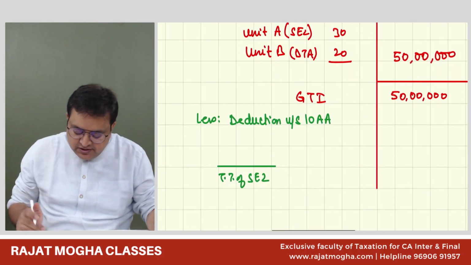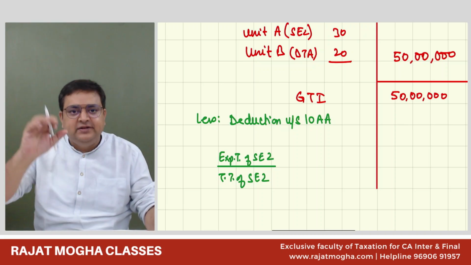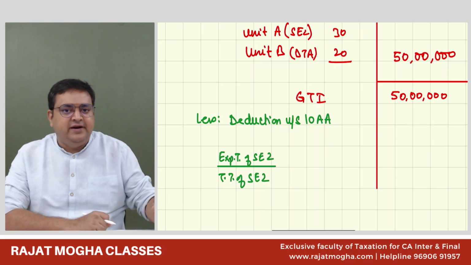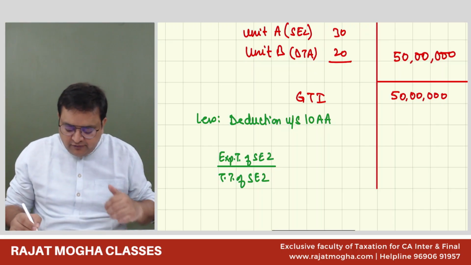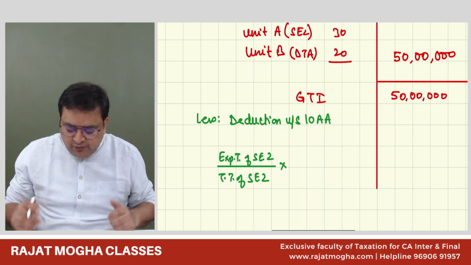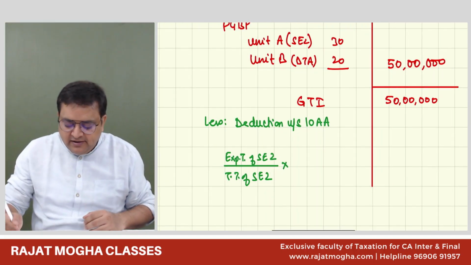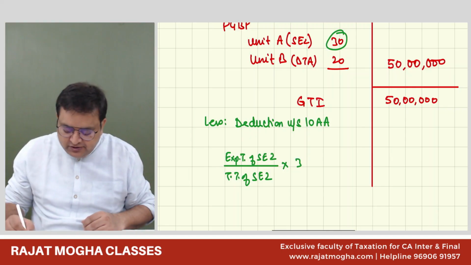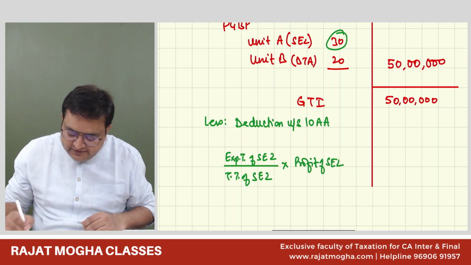out of which how much is the export turnover? How much is the export turnover of SEZ? This is how you get that 90%, 80%, whatever it is. This is how you get this fraction. So export turnover of SEZ upon total turnover of SEZ into 30 lakh. You will multiply this ratio into 30 lakh. That is the profit of SEZ. Guys, are you able to recall it? Profit of SEZ. Yes, sir.